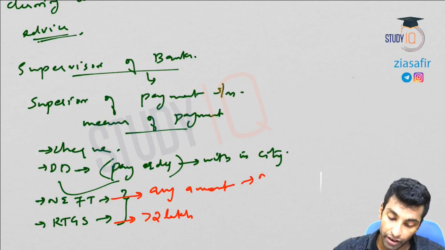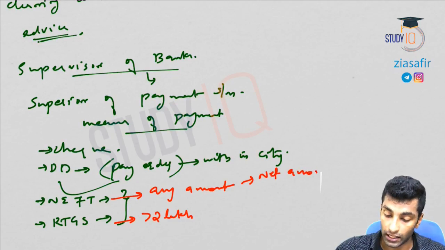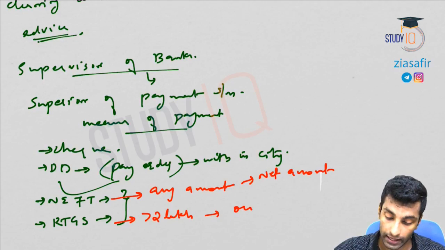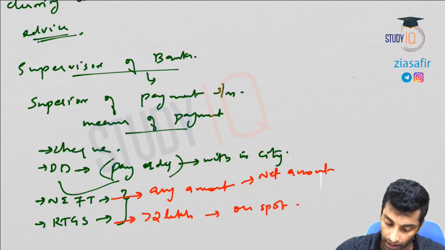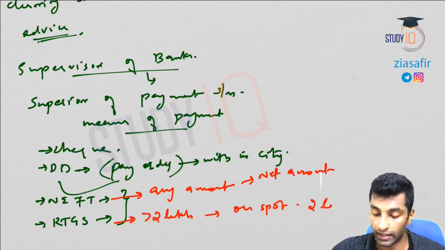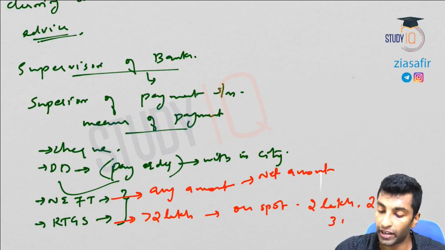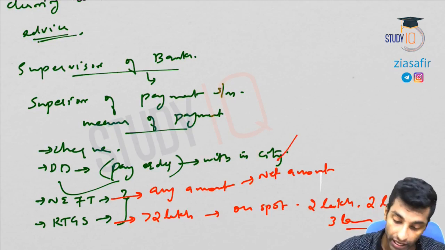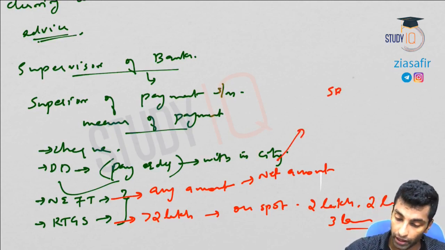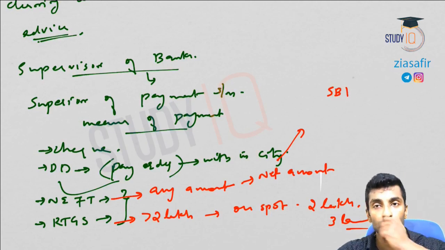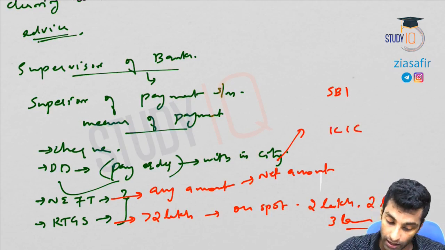Now in case of NEFT, net amount is transferred. And in case of RTGS, the transaction is done on the spot. It means, see, if you are making a payment of, let's say 2 lakh, immediately this 2 lakh is done, another 2 lakh immediately done, another 3 lakh immediately done, another 3 lakh immediately done. But in case of NEFT, this is how it is going to happen. Let's suppose the transaction is between SBI and ICICI.